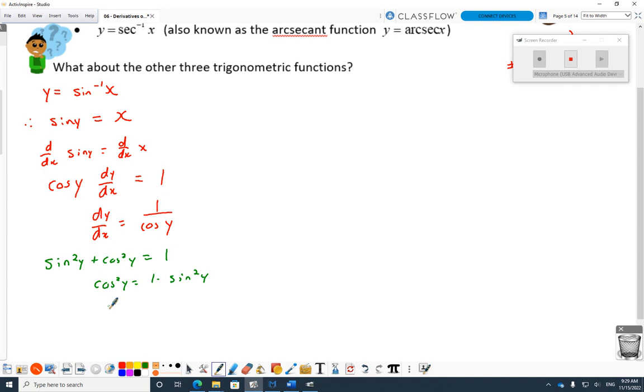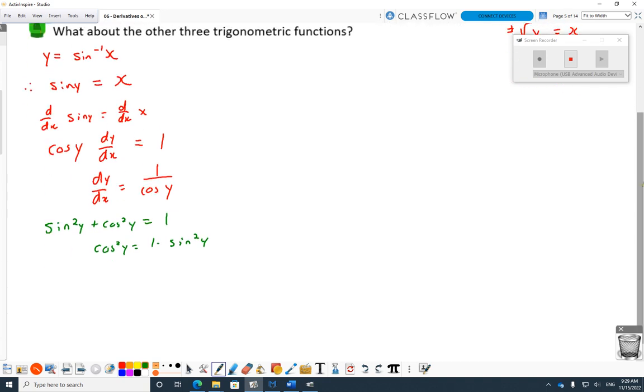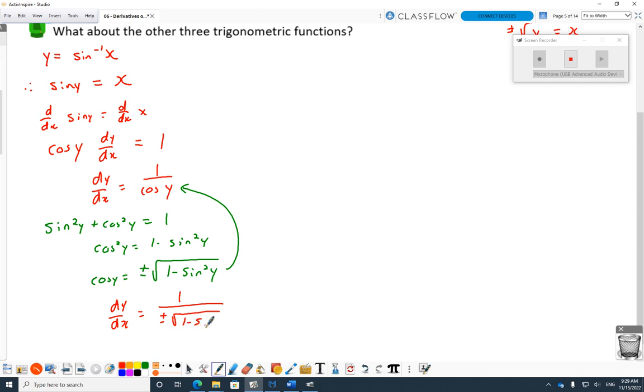By the way, am I doing the right one? Yes, I am. Good. Whew. Cos y equals plus or minus square root 1 minus sine squared y. You're like, who cares? I don't know. Let me just put it in there and show that dy by dx then is 1 over plus or minus square root of 1 minus sine squared y. To which you can be mad if you want.